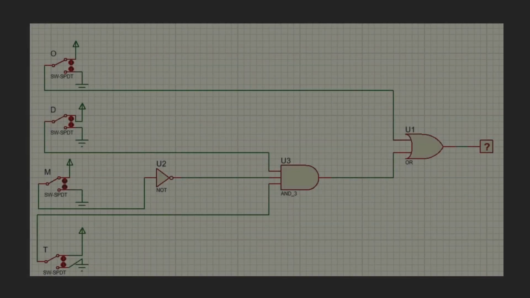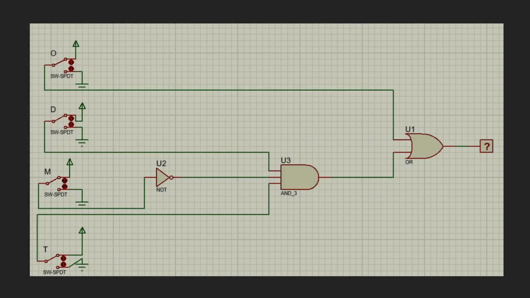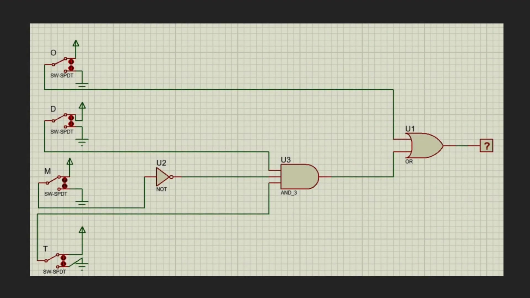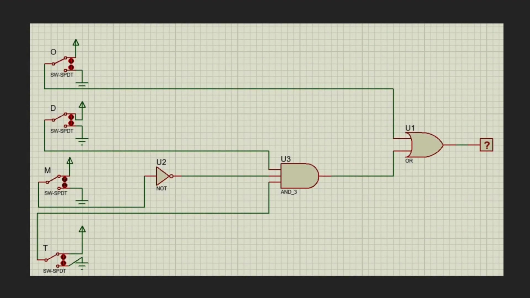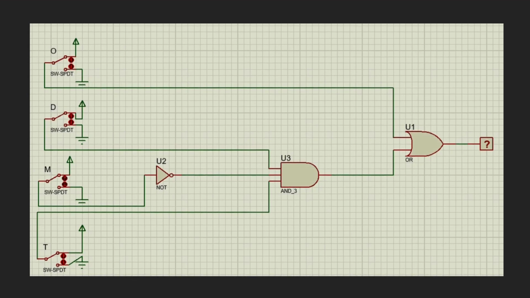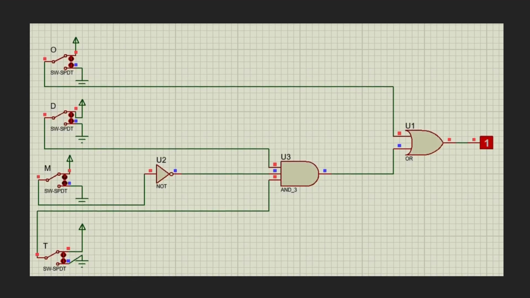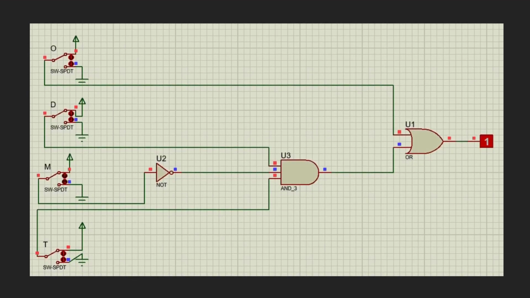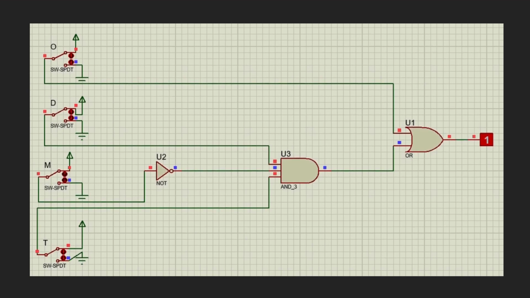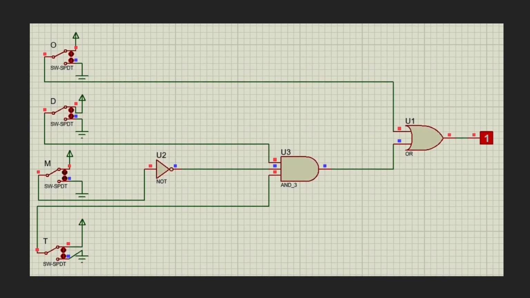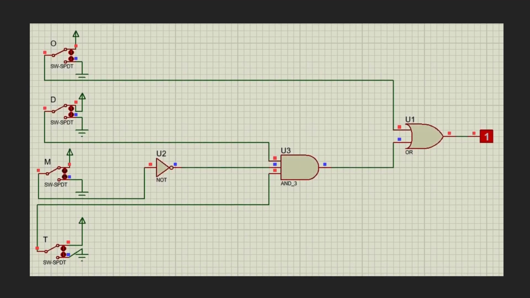Today, I will explain how this digital logic circuit works. For the inputs, O, D, M, and T are switches that can be on or off. These are the signals that control the circuit. The M input first goes through a NOT gate. This means if M is on, the output becomes off, and if M is off, the output becomes on. So the NOT gate inverts the M signal.